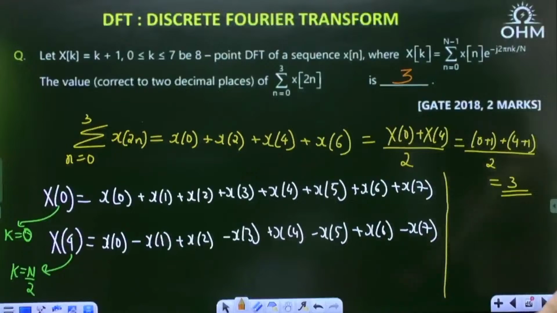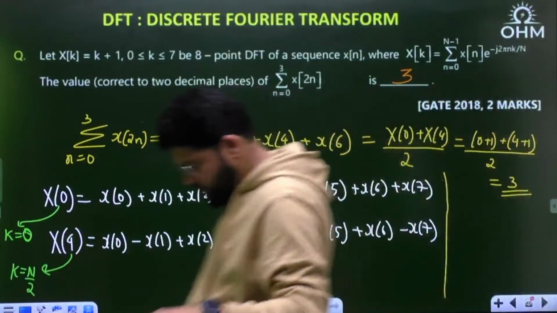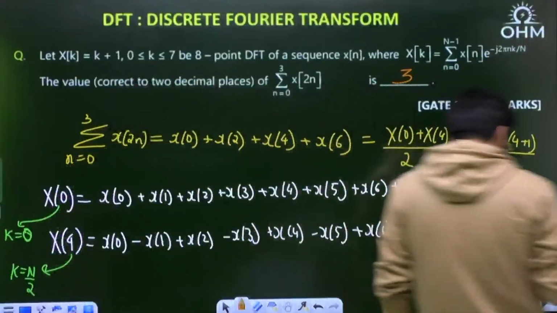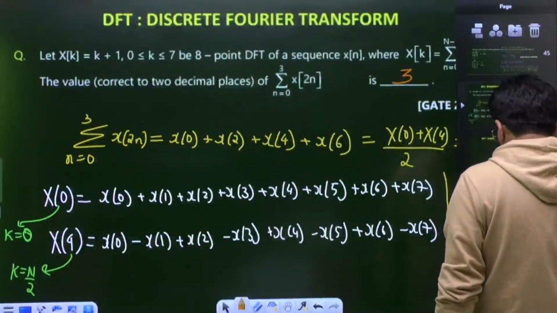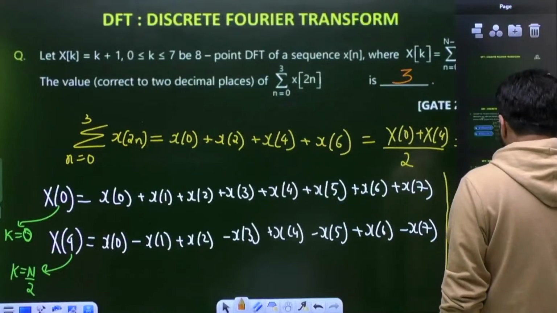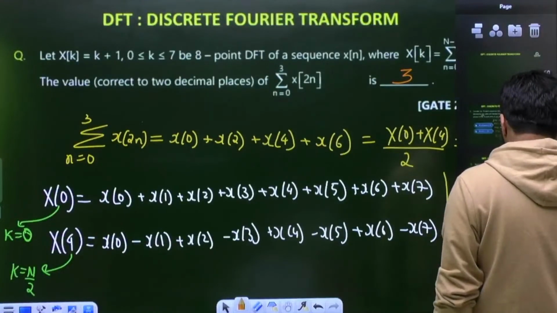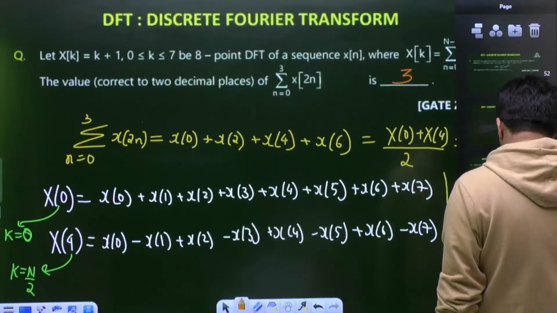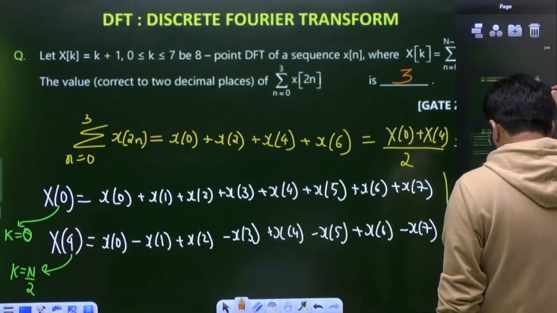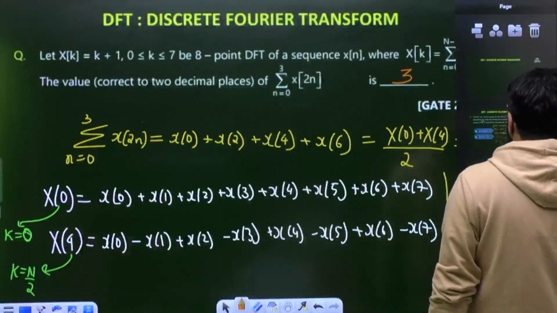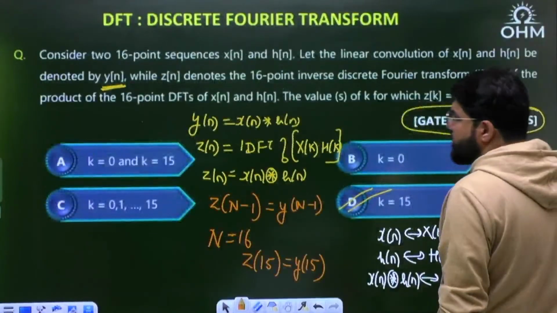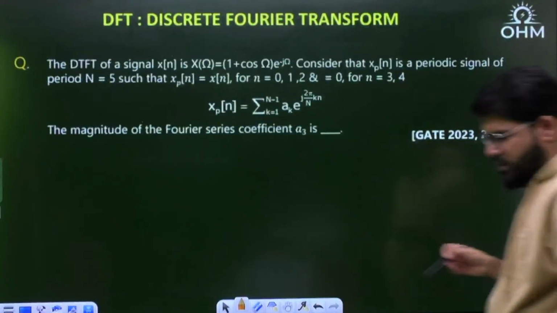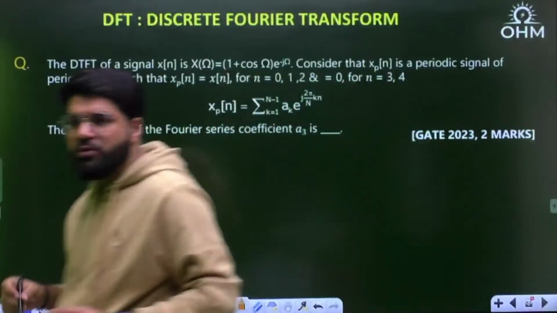Next question then. Let's move ahead to the next question. Let us go towards another. This question was already done, the linear and circular convolution relation. Here is the next question. Okay, GATE 23, 2 marks question. Have a look into it now.